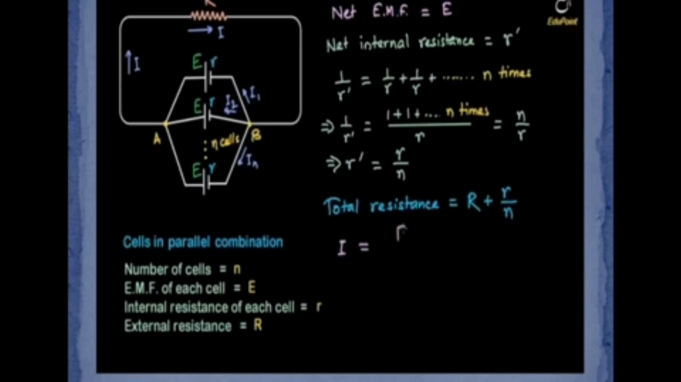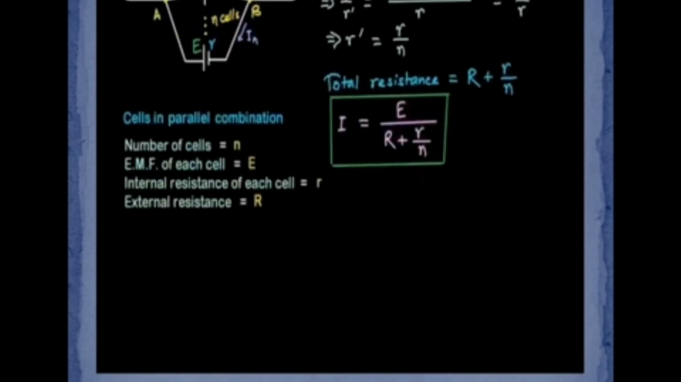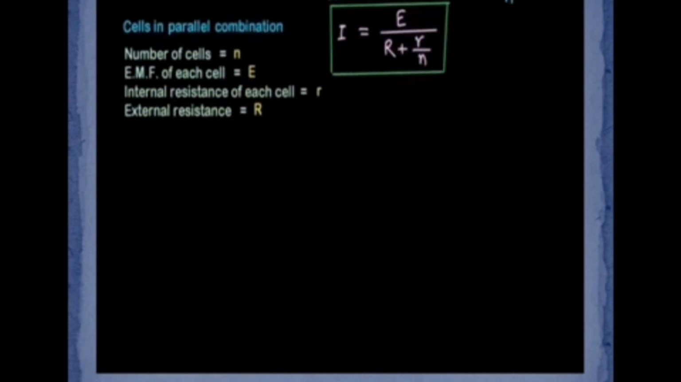I equal to, according to Ohm's law, I equal to V by R. That means potential divided by resistance. Potential here, you know that the total EMF, that is the potential E, divided by the resistance R plus r by n. This is according to Ohm's law, I equal to V by R. Here E is the potential. That's why we are writing E by R plus r by n.